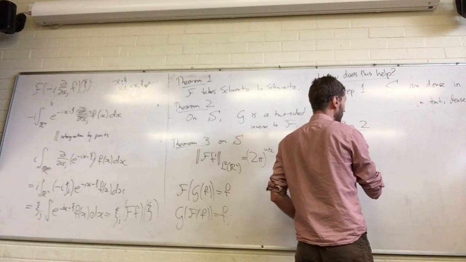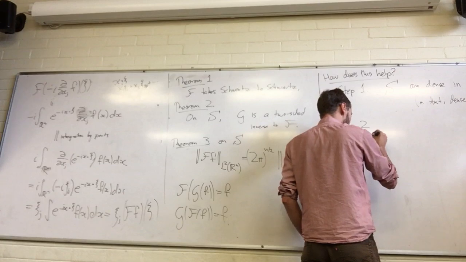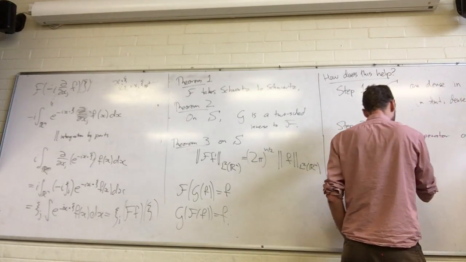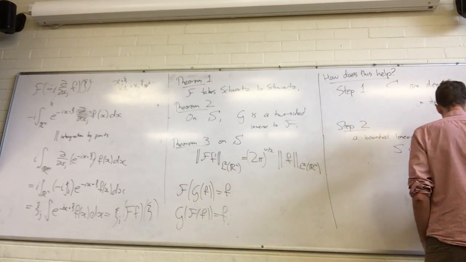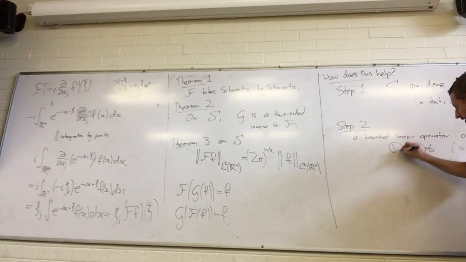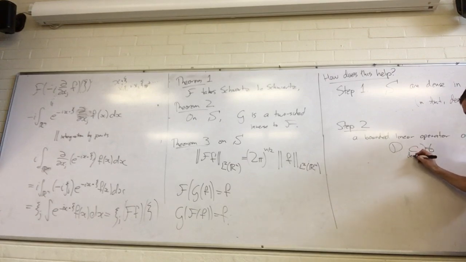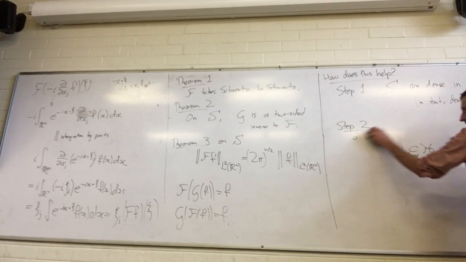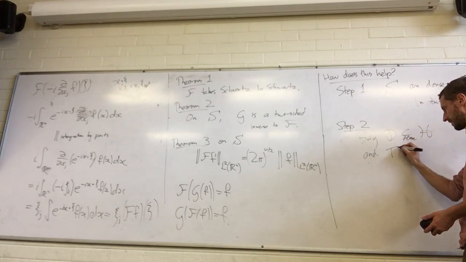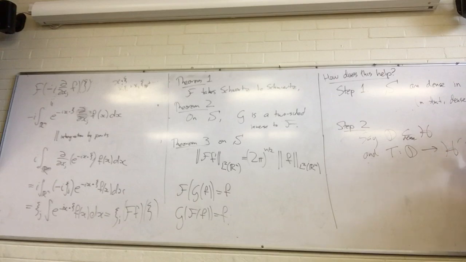But then step two: a bounded linear operator on S inside H. This is meant to be a different S now. It's not necessarily Schwartz, so let me use a different one. Let's use curly D, a dense set in H. So we've got some bounded linear operator on D. Let me say this a little more carefully: D is dense in some Hilbert space H, and T maps D to possibly some other Hilbert space. In our case, this other Hilbert space is going to be the same one we started with.